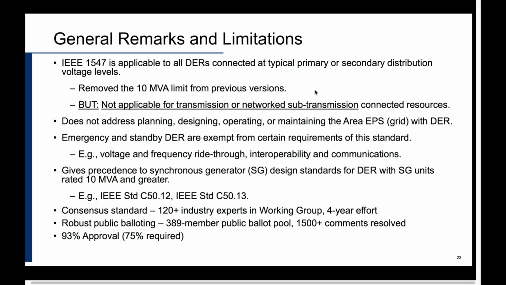1547 took a lot of effort. To give an example, it took almost 3 to 4 years to make this happen. It had up to 120 industry experts in the working group. Working groups are those set of people who dedicate themselves to make a standard happen. And in the end, it was balloted with up to 400 people. And in the last few years, there were up to 1,500 comments that were resolved. As you can see, it's a big effort to make a standard happen.